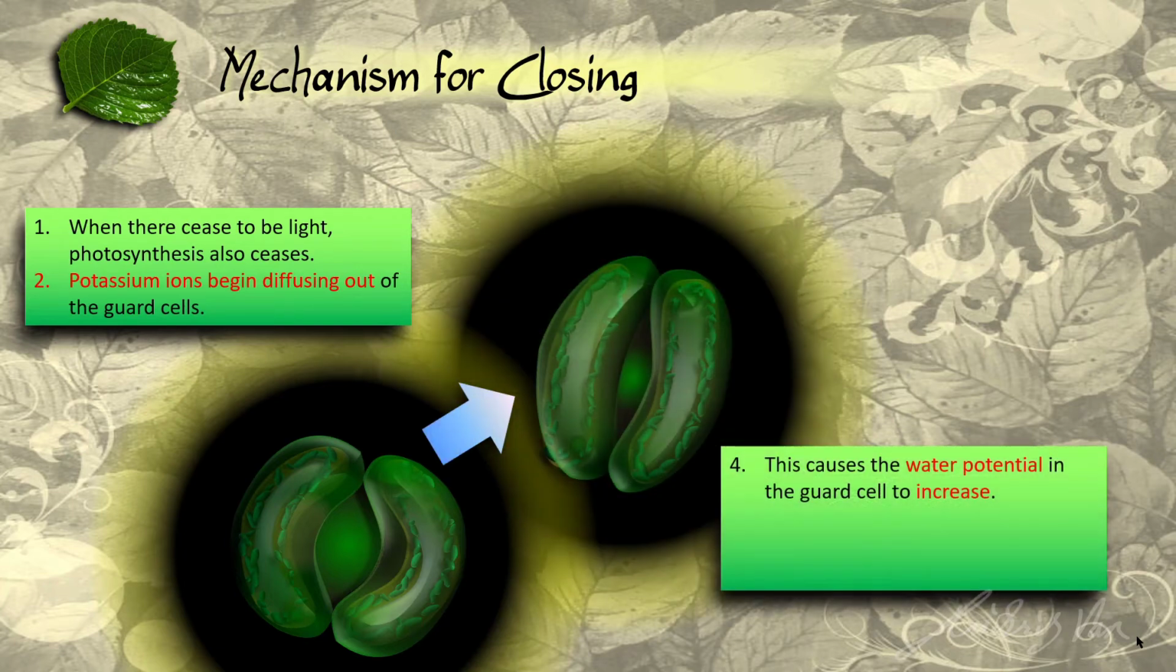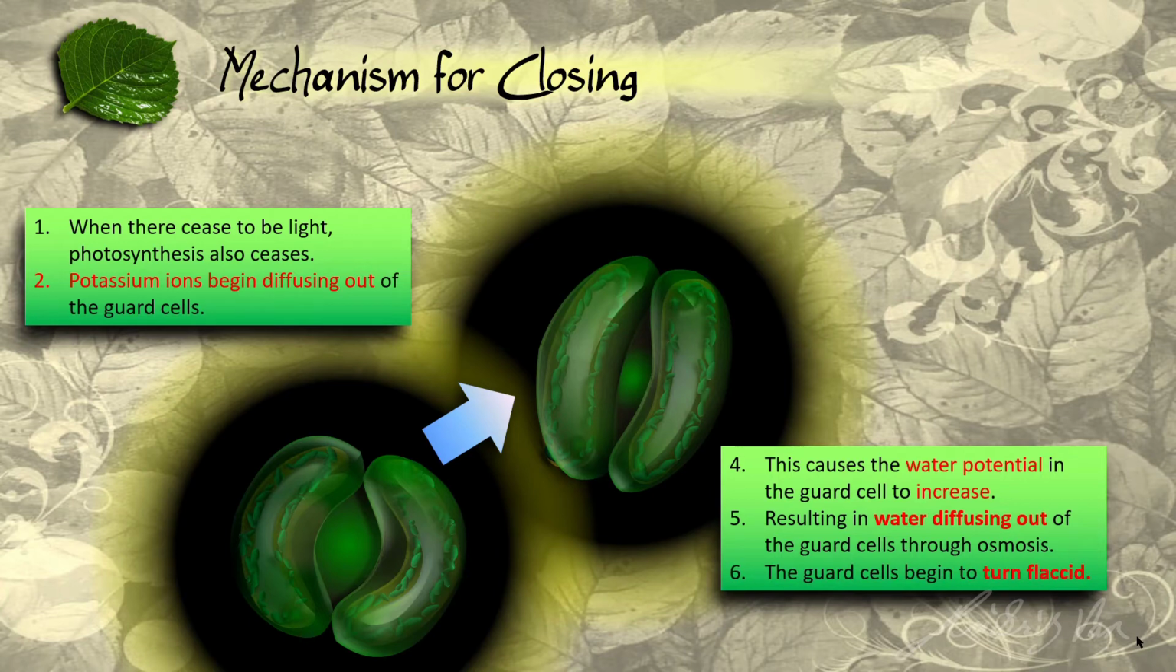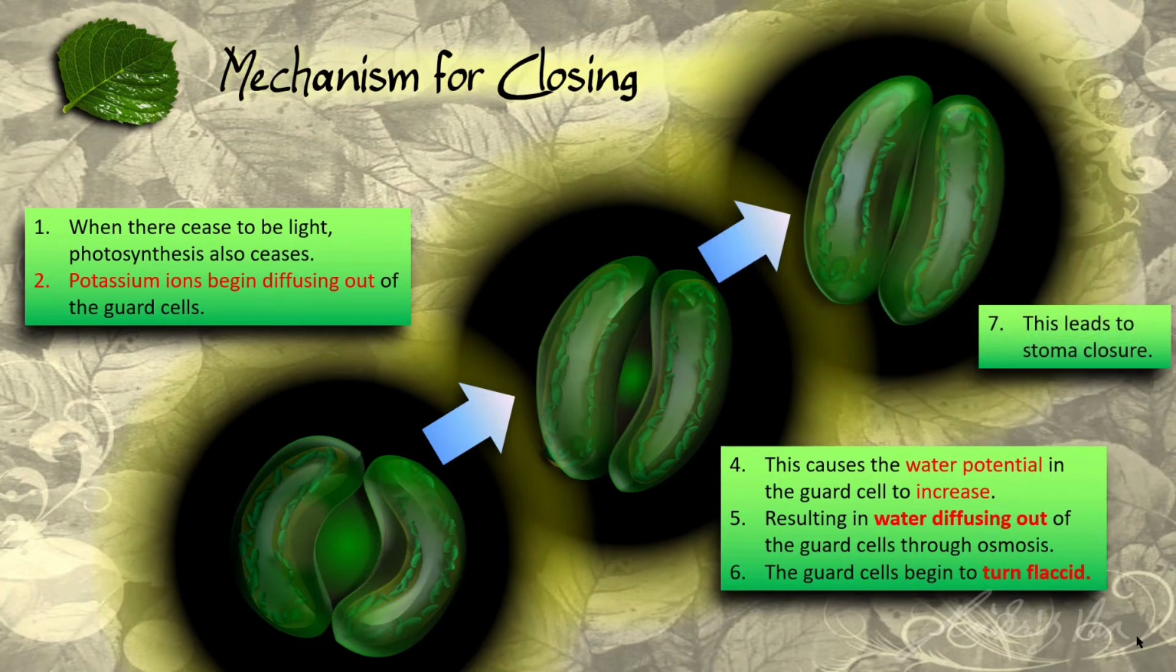And as a result, the water potential in the guard cell will increase, and water molecules will start moving out through osmosis. Then the guard cell will become flaccid and the stoma will close.